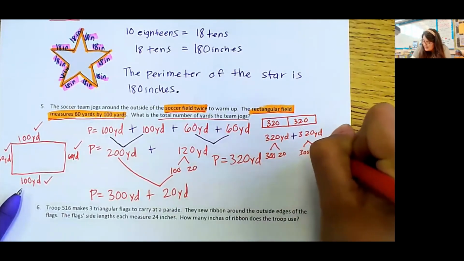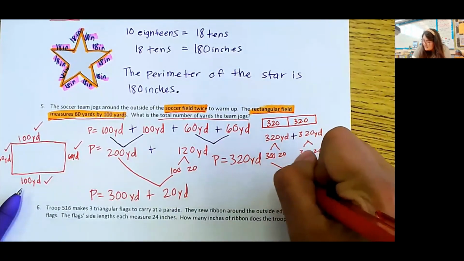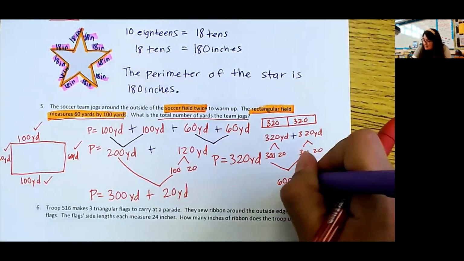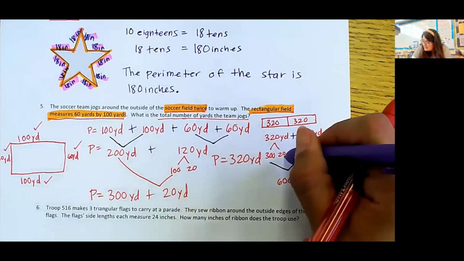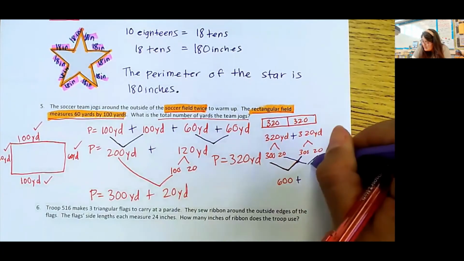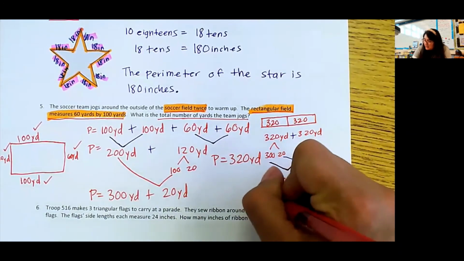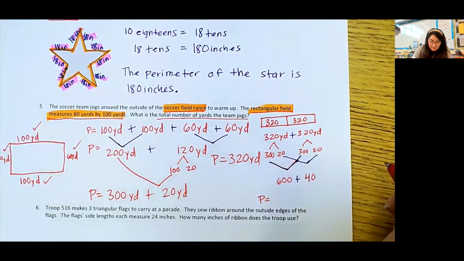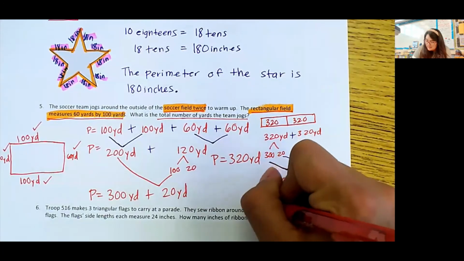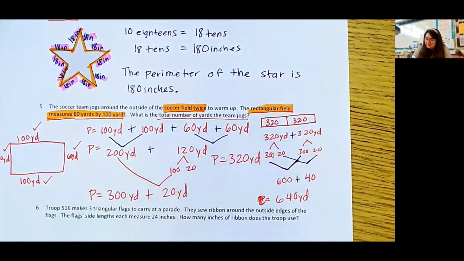and 320, and we can add our 300s, and that'll give us 600 plus, and we can add our 20s, and that'll give us 40. So we know that the perimeter, well, not the perimeter, we know that they went around, the team jogged a total of 640 yards. So let's write our sentence.